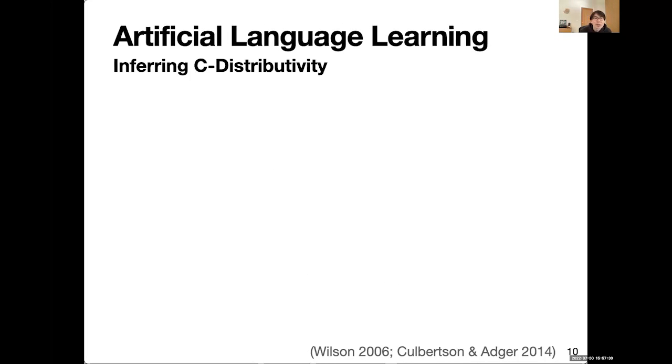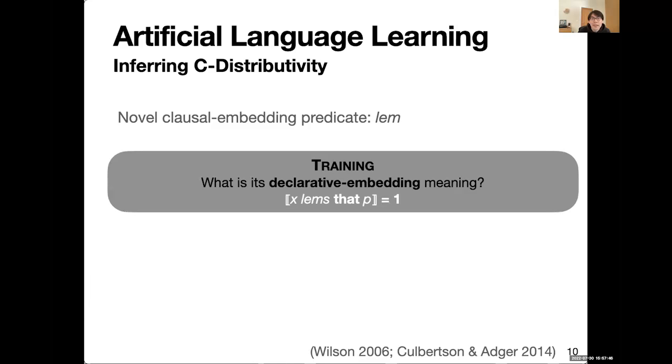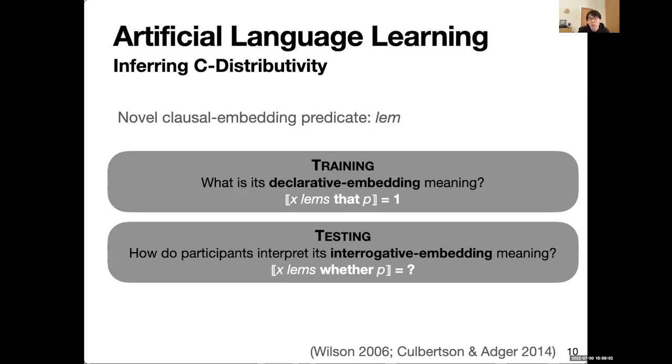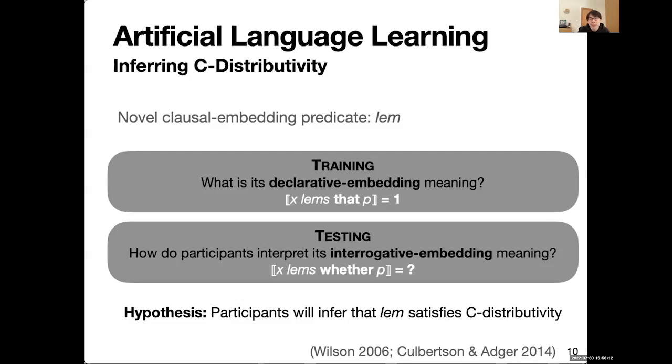Okay, so in our experiment, we tested whether participants infer C-distributivity when learning a novel clause-embedding predicate. The predicate is written as lem in our experiment, pronounced as lem. In the training phase, the participants get training on the meaning of lem when it takes a declarative complement by observing various situations where sentences of the form x lems that p are true. In the testing phase, they are asked to interpret sentences where lem takes an interrogative complement. So for example, x lems whether p. The hypothesis we'd like to test is that the participants infer that lem satisfies C-distributivity in this testing phase.